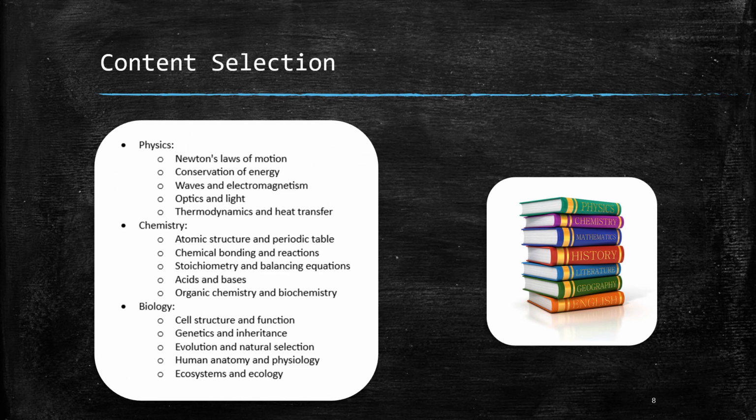Content selection. Curriculum developers select appropriate content to address the learning objectives and align with the chosen standards. This includes topics from various scientific disciplines, such as physics, chemistry, biology, and earth sciences, as well as interdisciplinary subjects like environmental science. Here are some examples of content selection for a high school science curriculum, incorporating topics from different scientific disciplines.